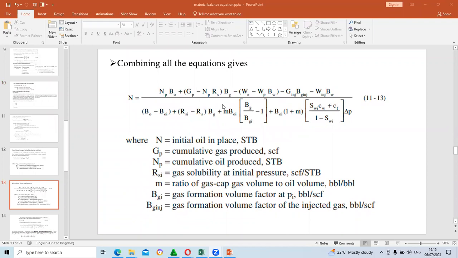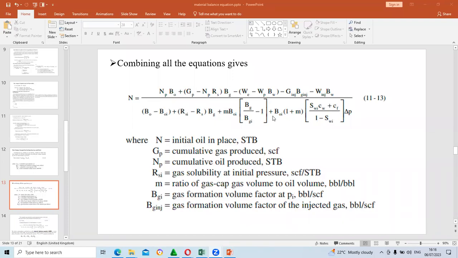So if there is no water injection, I'm already assuming that there are some quantities that will just disappear naturally. This particular quantity, if there's no water injection, will disappear. If there is no gas injection, this quantity will disappear. If there is no water production, this quantity will disappear. So this is the general formula.